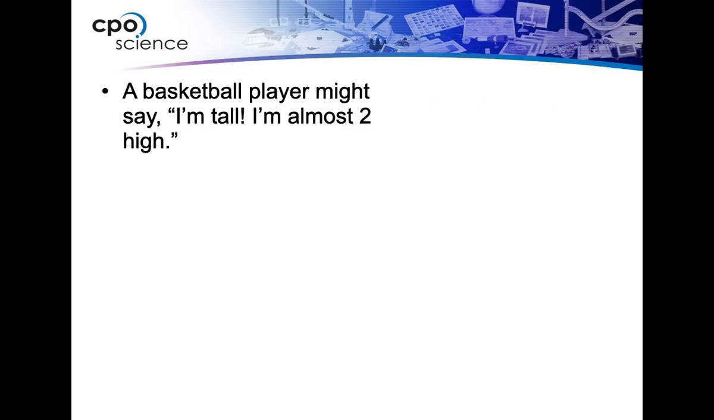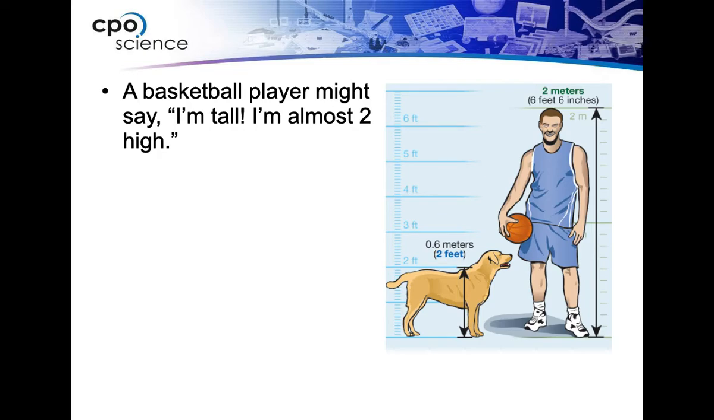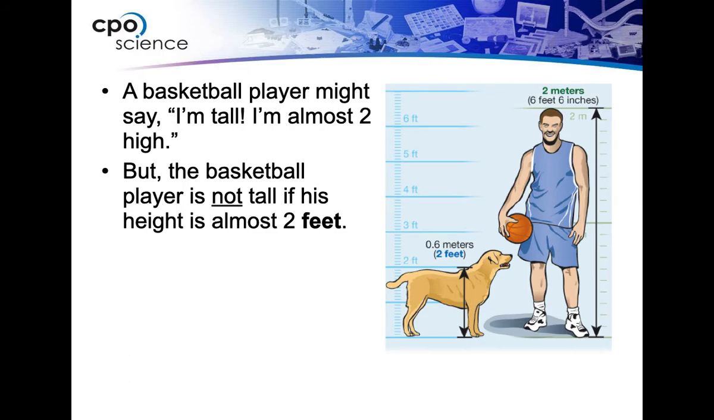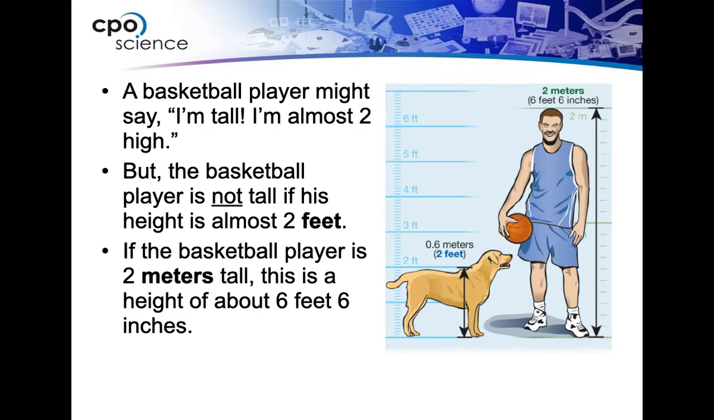So a basketball player might say, I'm tall, I'm almost too high. Well, to what? Are you talking about 2 inches, 2 centimeters? What does that mean? So the basketball player is not tall if his height is almost 2 feet, right? So the picture of the dog there, only 2 feet, but now look at 2 meters. So you can start to see the importance of having accurate units with measurements. So if the basketball player is 2 meters tall, this is a height of about 6 feet 6 inches, much different than 2 feet.